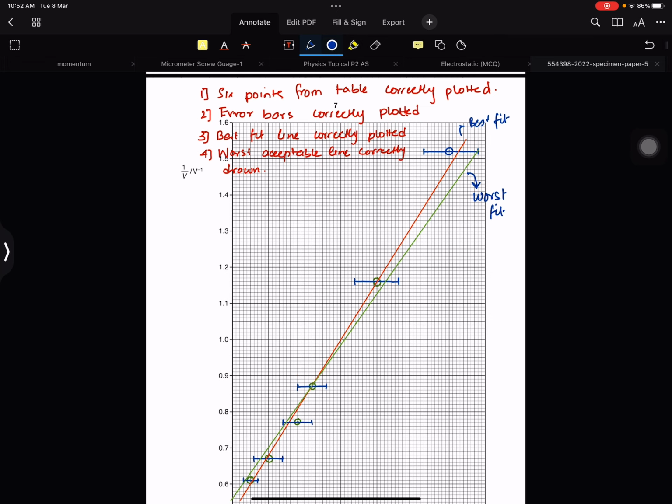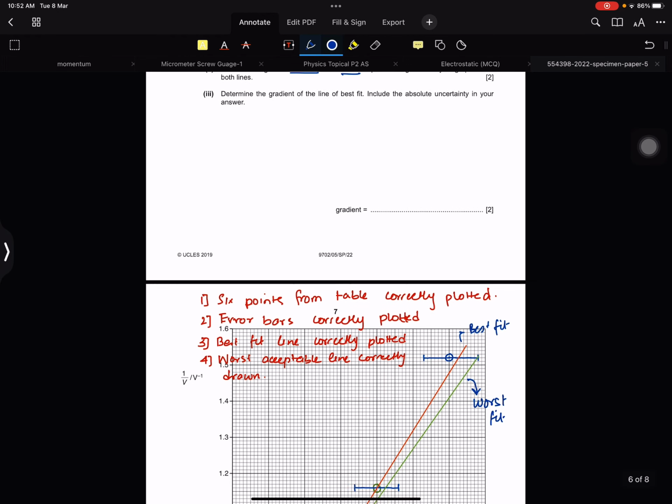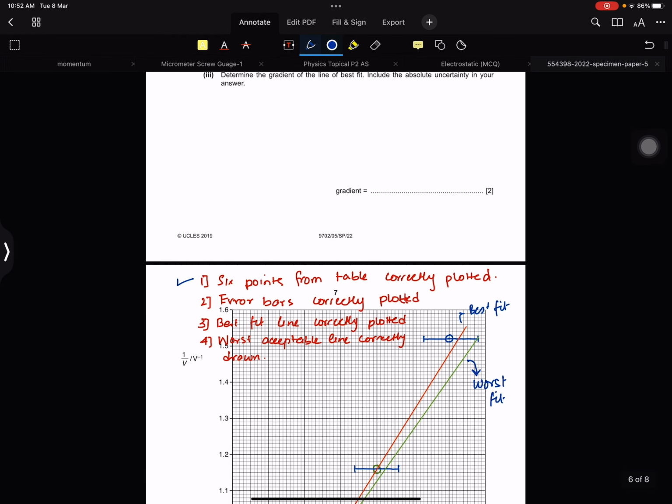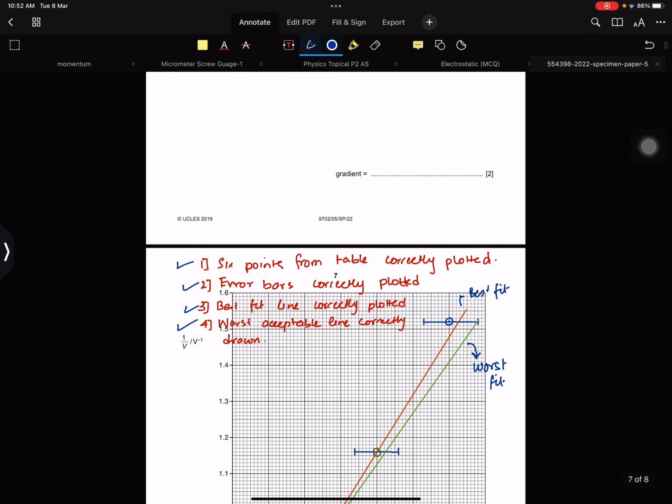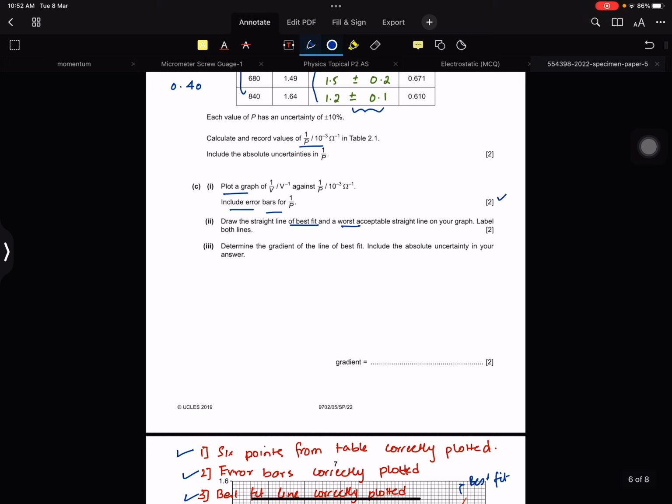So it is very important to label them, because the examiner should know that you know. Now once you have done it, you will get 4 marks. So you have 6 correctly plotted points. I told you, don't need to circle them, make a light dot. Then you have to have error bars correctly plotted, we did it. Best fit line correctly, worst acceptable line correctly, which means it passes through all error bars and should be the steepest one. Okay, so you get the 4 marks for this. So 2 for this, 2 for this, and then they say determine the line of best fit, include the absolute uncertainty in your answer.